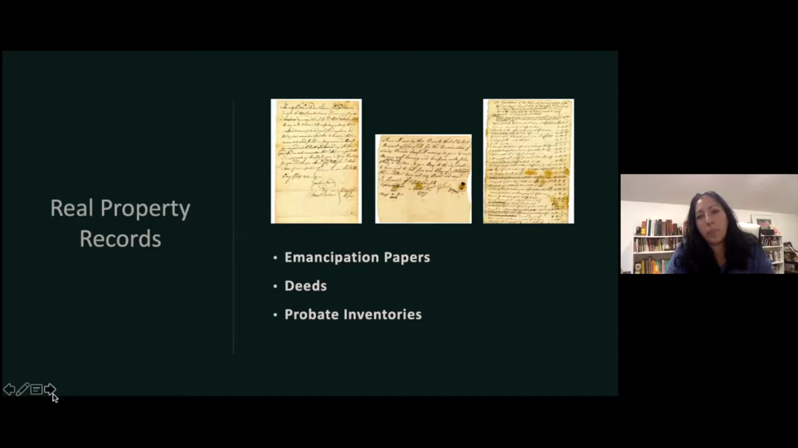As I mentioned, real property records were really important to us because enslaved people were property. So emancipation papers, deeds, and probate inventories, the inventories being, as they are today, used for taxation on the estate. All of these are usually in the land records of the county clerk's office, because of real property, and that's where you would look for them. That includes emancipation papers too, because essentially you're releasing ownership, releasing the deed to your real property, so you would find them in the county clerk's office, generally in the probate office or with the land records.